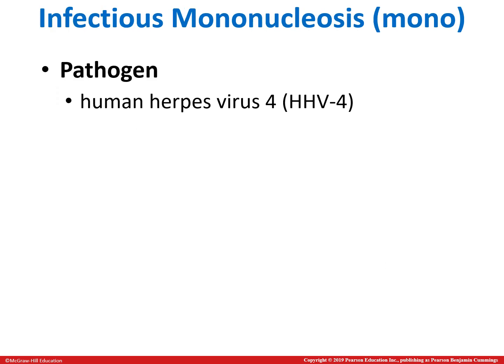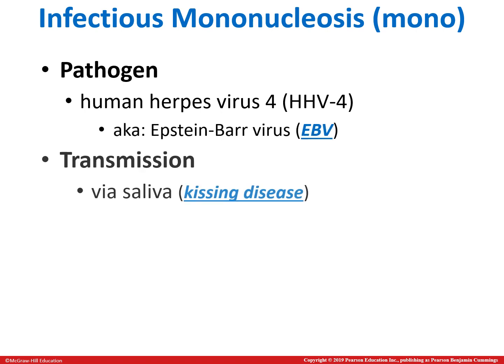So what most people think of as mono is officially known as infectious mononucleosis. If you recall, we met the different varieties of human herpes viruses. Number 4 is also known as the Epstein-Barr virus, or EBV. This is transmitted through saliva, so very often they call this the kissing disease. And most people get exposed when they're young.